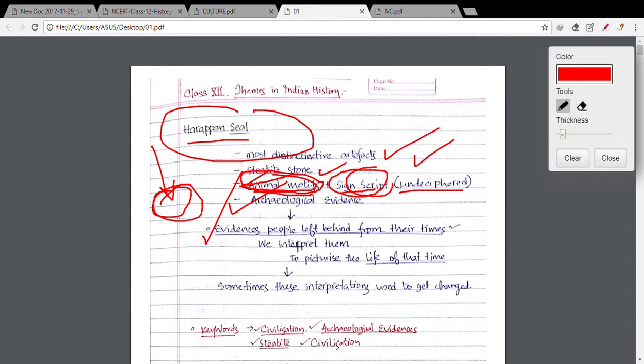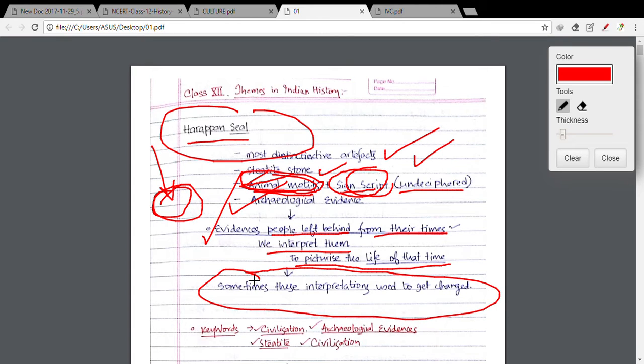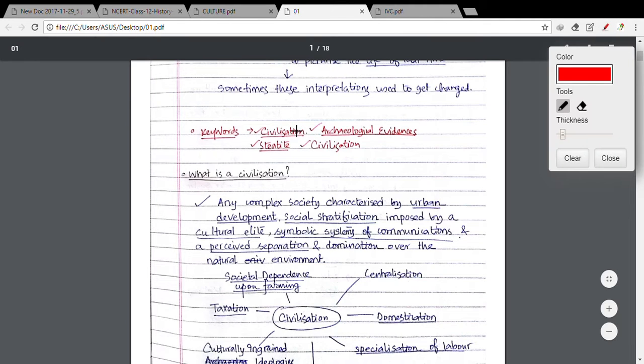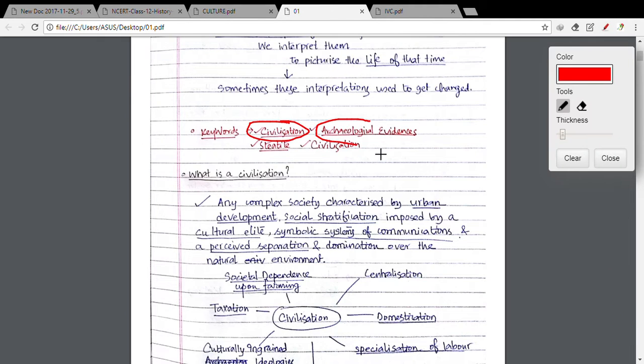Archaeological evidences are evidences people leave behind from their times. We interpret them to picturize the life of that time. Sometimes this interpretation gets changed, which gives a new breakthrough for any historical event. Now from this part, some important keywords are there: civilization itself, archaeological evidences, and steatite.